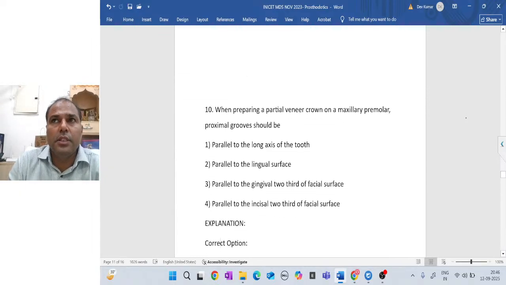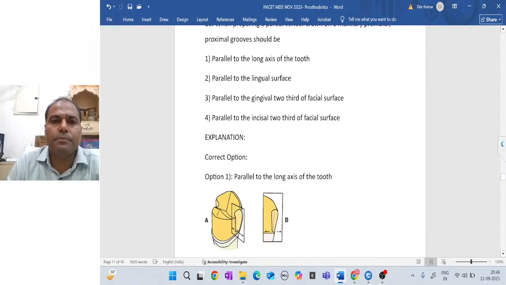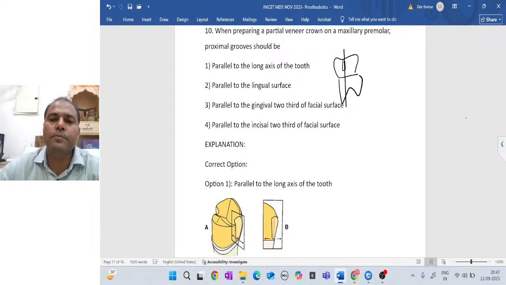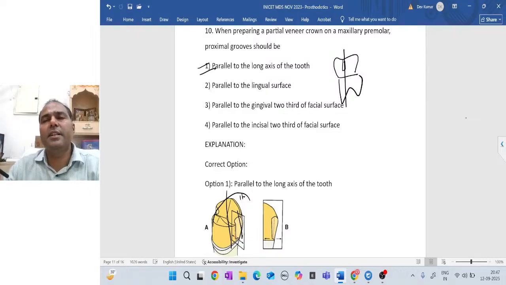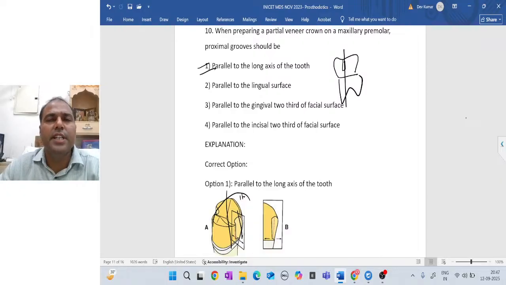Okay, next question. When preparing a partial veneer crown on a maxillary premolar, the proximal grooves should be... now it is a partial veneer crown, remember this. Whenever we are giving a groove, for example in a full veneer, it should be parallel to the long axis of the crown. Whenever we are giving a partial veneer crown, again the groove has to be parallel to the long axis. So the best answer here is, when we are giving either a full veneer crown or a partial veneer crown in posterior teeth, it has to be parallel to the long axis of the teeth.